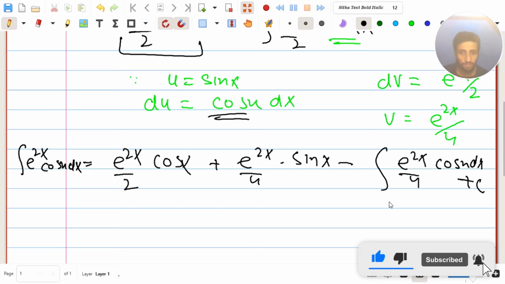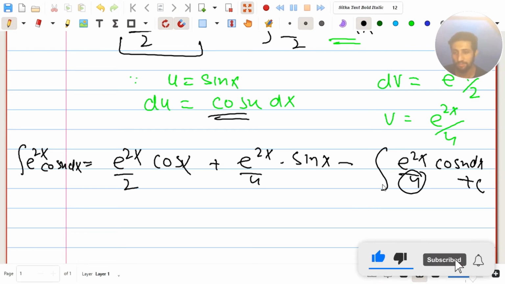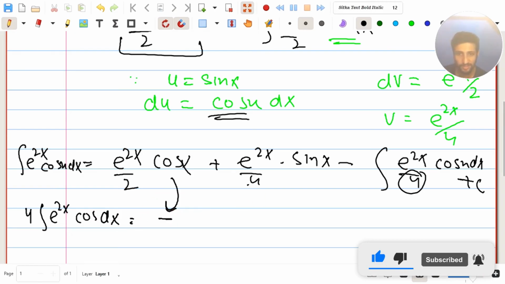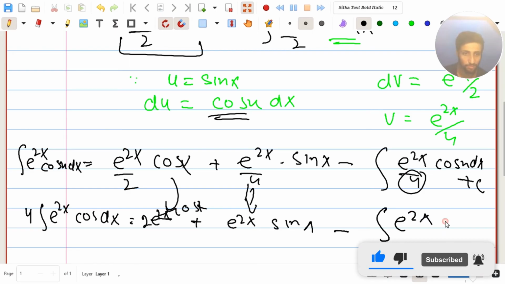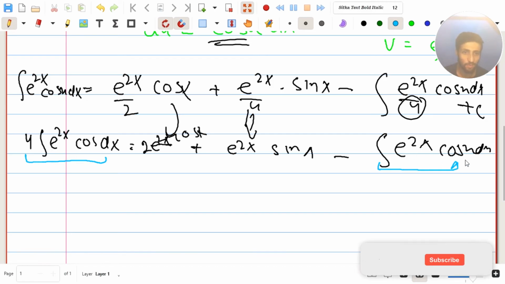Now see that what we were integrating is simply e to the power 2x into cos of x dx. So if I multiply this whole equation by 4, then this becomes 4 into the integral of e to the power 2x cos of x dx equal to e to the power 2x cos of x times 2 plus e to the power 2x sine of x, minus the integral of e to the power 2x cos of x dx.